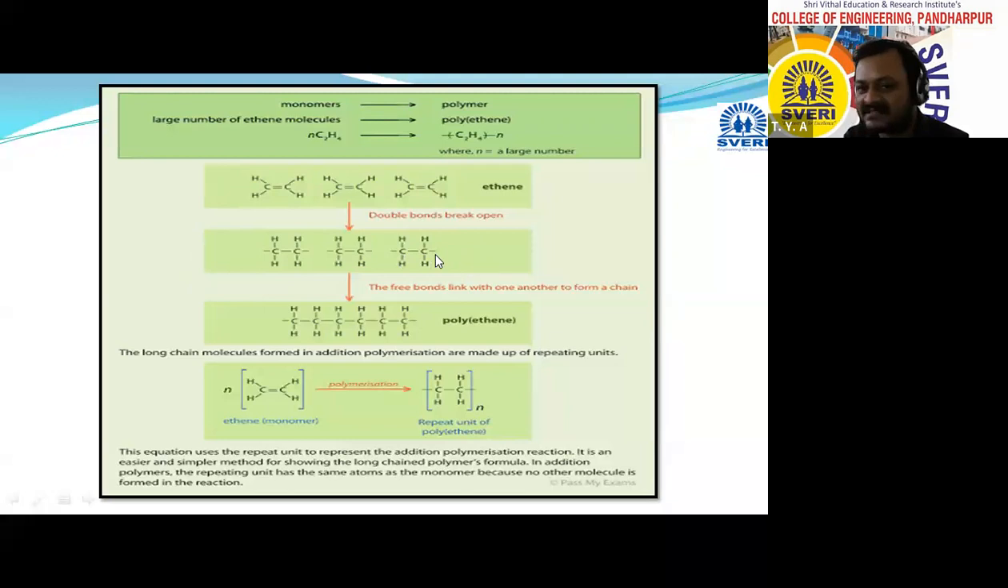And as they are having valencies here, from this side also, from this side, you will find that they will form the chain. They will stitch together. And this is the formation of polymer. Means from this ethene monomer, polyethylene polymer is formed. So this is the addition polymerization process.